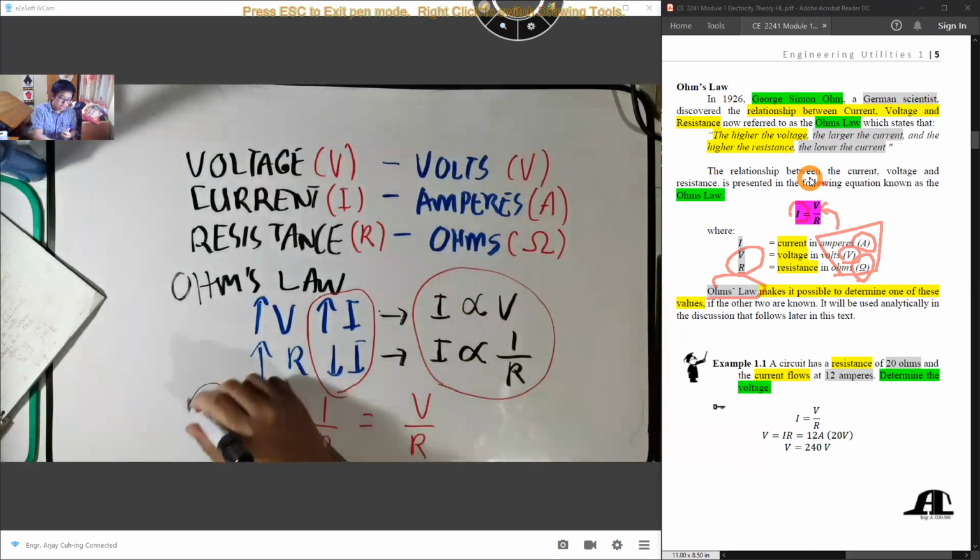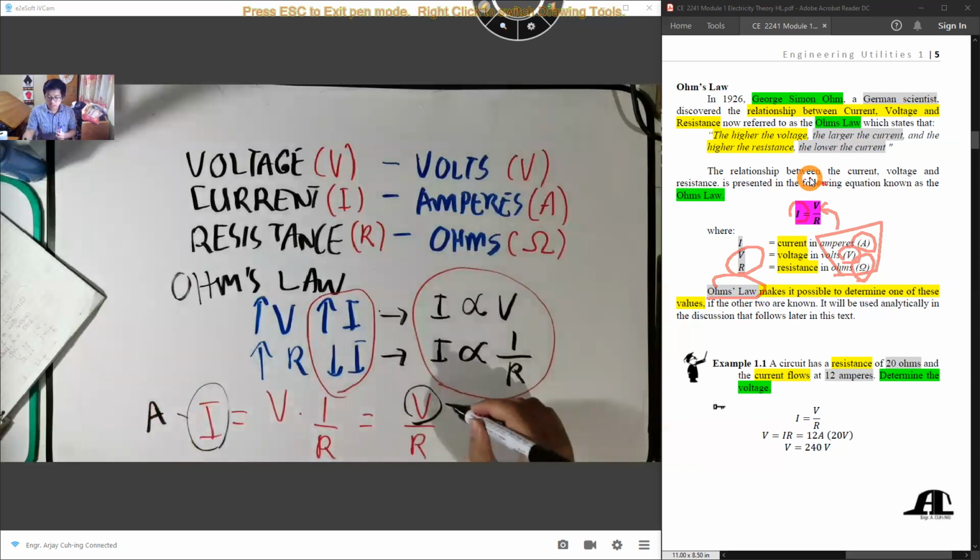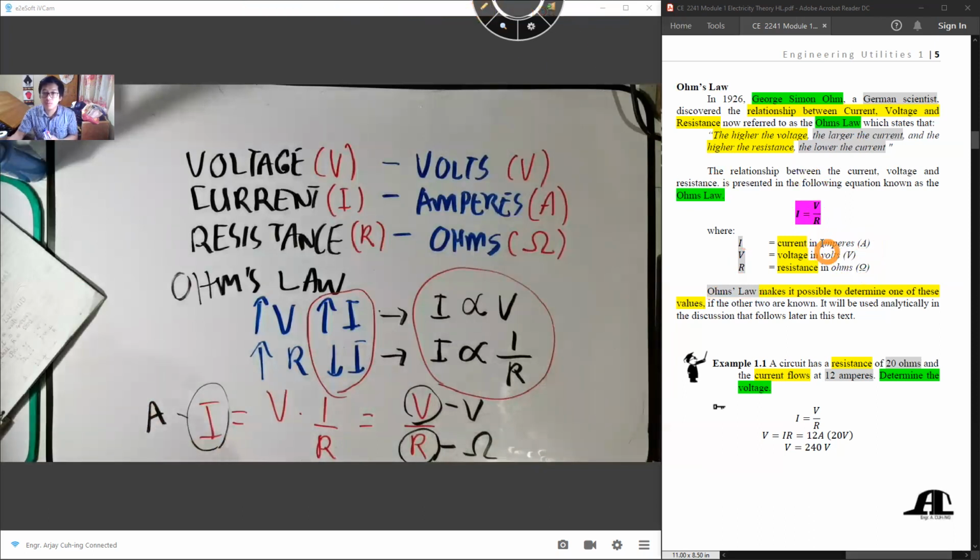Again class, unit natin class ng current is in amperes, okay, voltage class is in volts, resistance class is in ohms. Okay? So ito lang class yung una nating formula. So remember class, Ohm's law, yun yung una nating formula. I is equal to V over R.